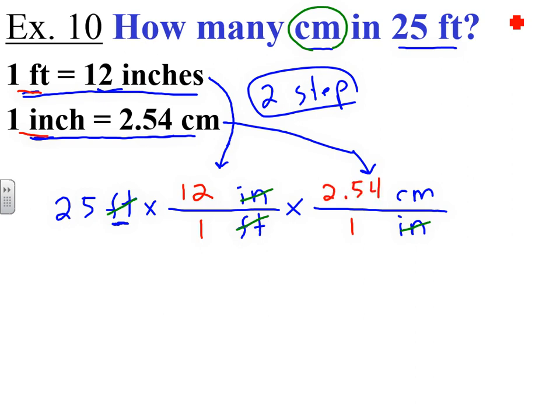In this case, you'll multiply 25 by 12 divided by 1 times 2.54 divided by 1. If you do that in your calculator, go ahead and see what we get. We should get 762. Now, the question is, what are the units? The units should be centimeters, so make sure you put centimeters in the back.